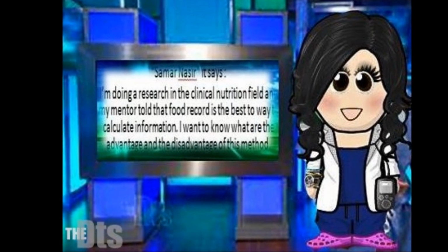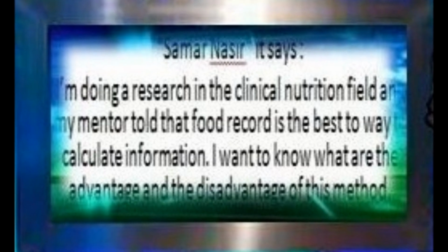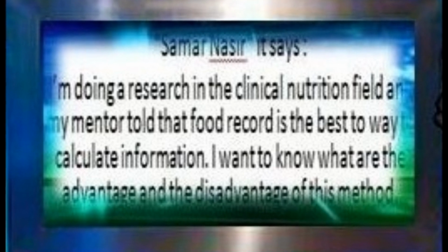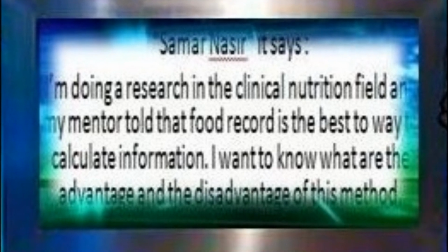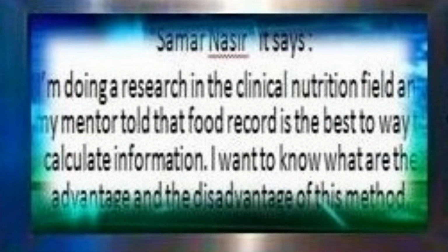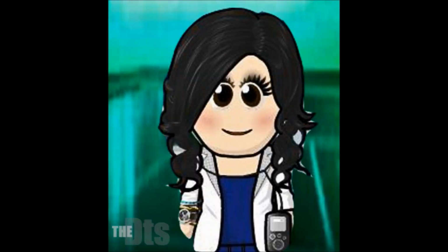This letter is from Summer Nasser. Oh, hi Summer. Summer said, I'm doing research in the clinical nutrition field and my mentor told me the food record is the best way to calculate information. Summer wants to know what the advantages and disadvantages of this method are. Rana will answer it for you, Summer.